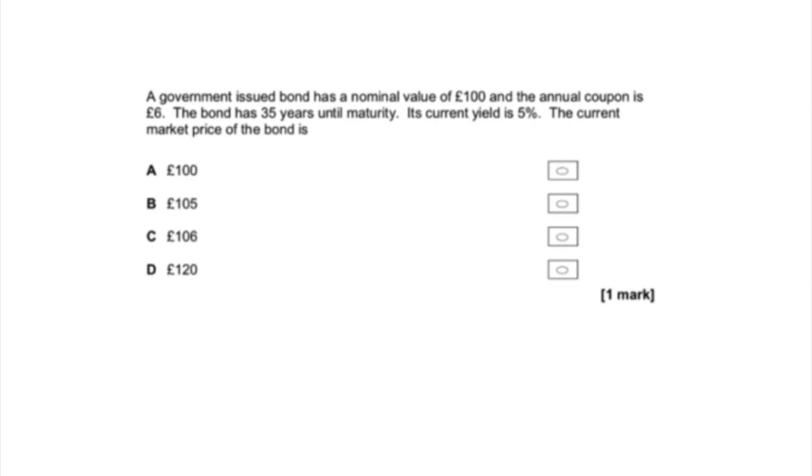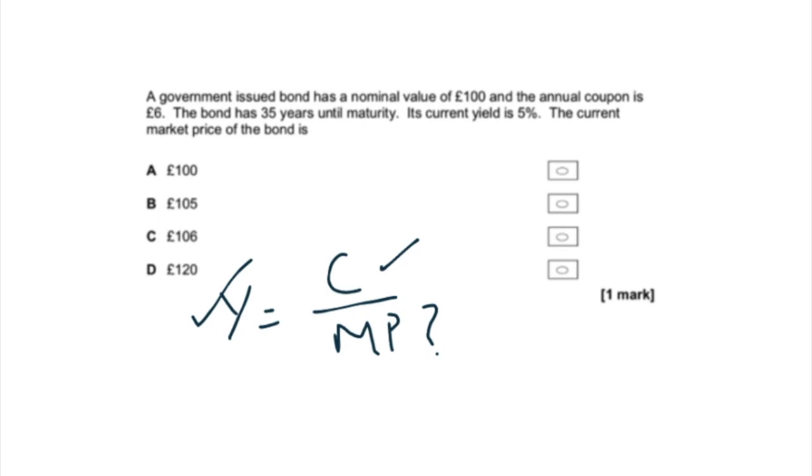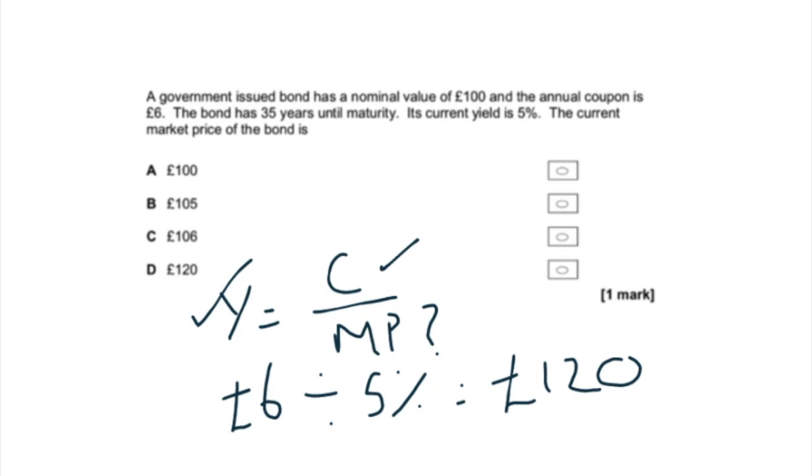Okay, so what you'll get, remember, is the yield equals the coupon over the market price. What we have got is the yield. We know what the coupon is, but we don't know what the market price is. So all we have to do is get our coupon of £6, divide it by our 5% yield, and that will get us £120. And again, if you just use the original formula, 5% equals £6 divided by 120, and it will get you that yield. So the answer is D.